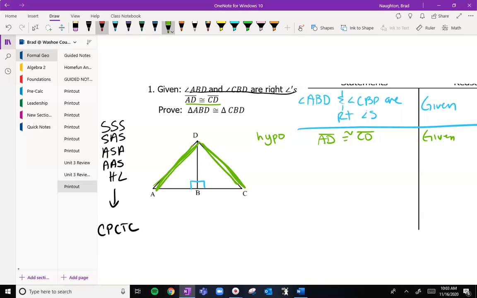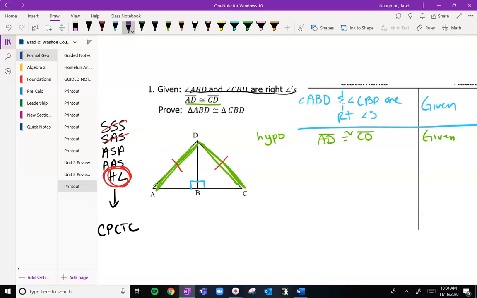The first thing I need to do is say, what do we got going on here? I have one set of sides, the hypos, so side, side, side is probably out. SAS is probably out. I'm going to stick with these two for the second, but HL is where I want to go first. I have my right triangles because those are right angles. So we're good to go.